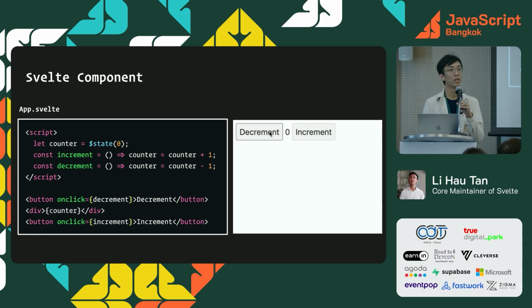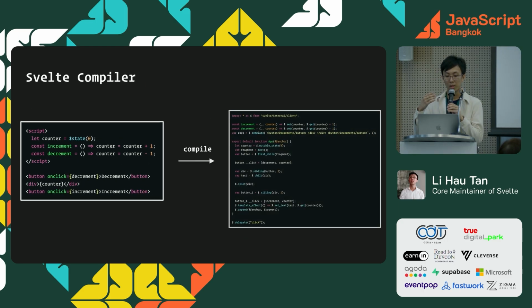Svelte is a compiler-based framework. The code you see on the left is what you write, but it's not the one that is sent to the browser to interpret. The code you write on the left goes through a compiler, which analyzes and compiles it into JavaScript, the one that you see on the right. This is what is sent to the browser.